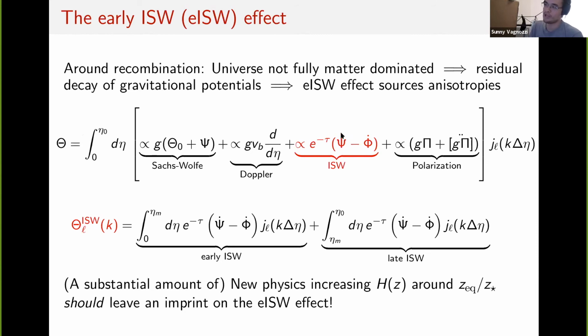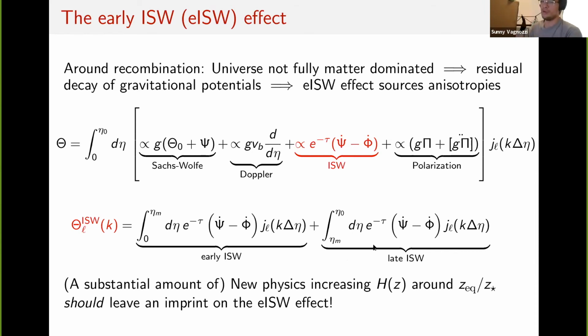And this comes from the time variation of potentials at any time during the cosmic history. Now, you know that in a fully matter-dominated universe, your potentials are constant. These are your two Newtonian potentials, phi and psi. They appear in your perturbed line element in Newtonian gauge. And so you can get this contribution only at two times. You can get it at early times because the universe is not fully matter-dominated. So this is called the early ISW effect. It's generated around and shortly after recombination. And you can get it at late times because potentials again decay due to dark energy. And that's called the late ISW.